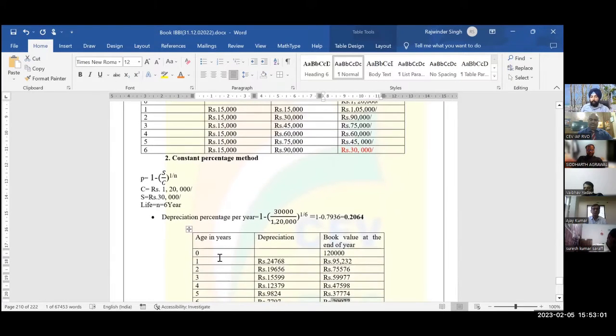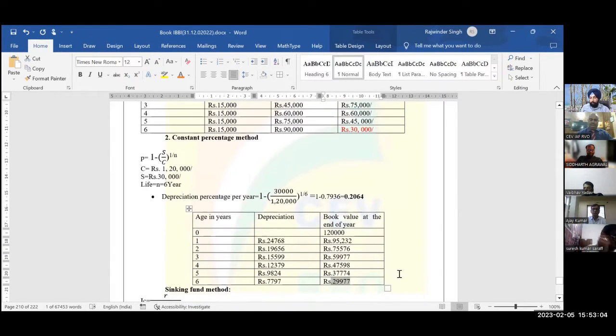Even sometimes the straight line method is called the engineering method and the constant percentage method is known as the accounting method. You should remember this also at the time of examination. They may confuse you by using different names for the same method. Straight line method is sometimes called the PWD method or CPWD method or engineering method of calculating depreciation. And the WDV method is sometimes called the accounting method of calculating depreciation.